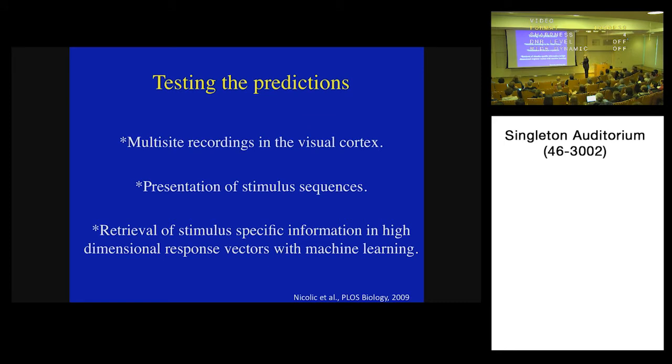For the testing of these predictions, one does of course have to record with more than one electrode. One has to exploit the relational activity patterns in the cortex. So multi-site recordings. One needs to present sequences of stimuli in order to investigate the possibility of superimposition of information. And one has to find a way to retrieve stimulus-specific information in high-dimensional response vectors, and this can only be done with machine learning.